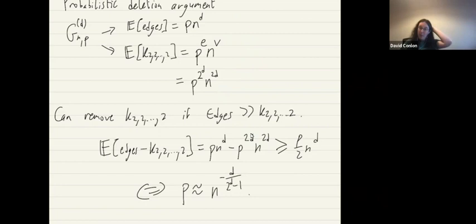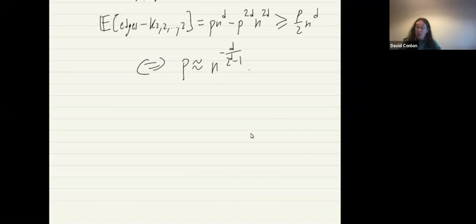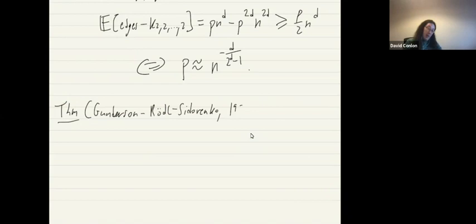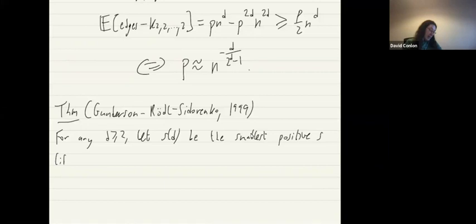So actually, the first thing I wanted to mention is a result of Gunderson, Rödl, and Sidorenko from about 1999. This is a very, very nice result. So for any d greater than or equal to 2, let s_d be the smallest positive integer s, and actually I have to put this in, if it exists, such that the expression s times (d minus 1) times 2^{d-1} is an integer.